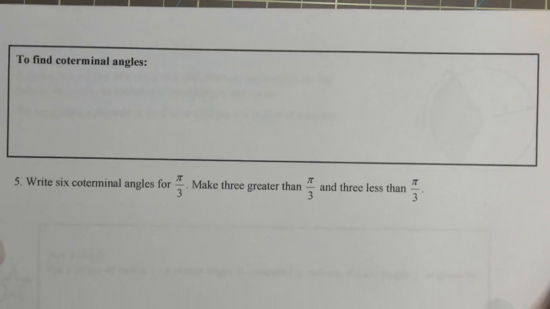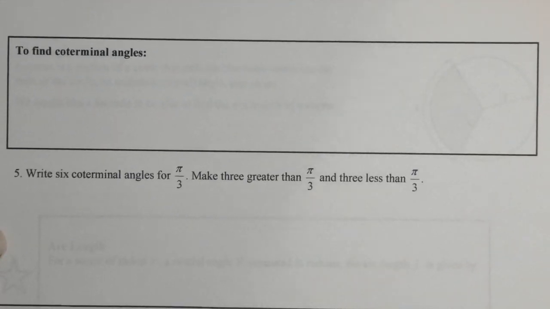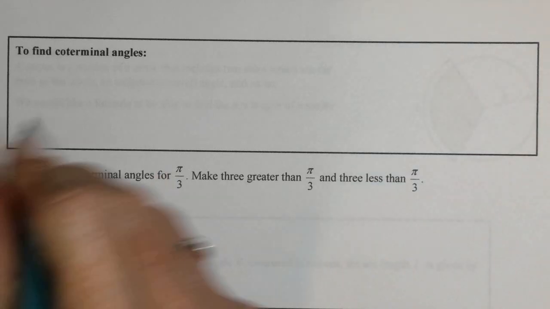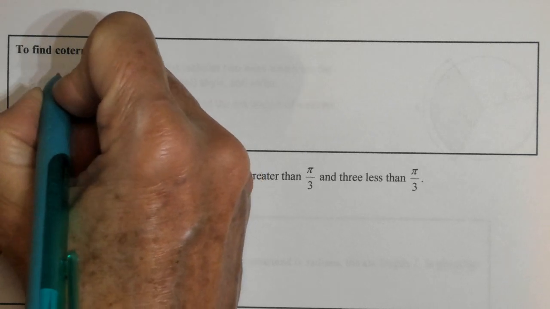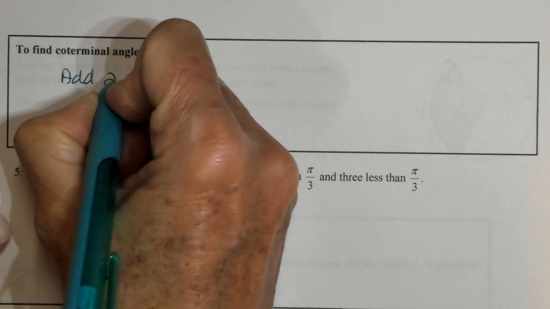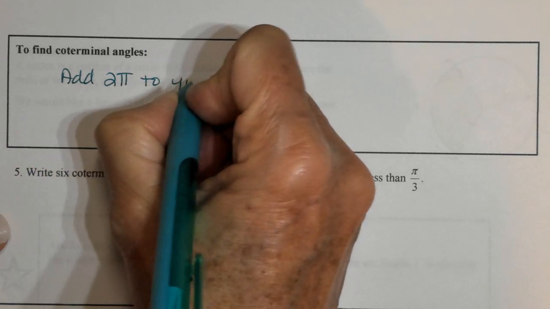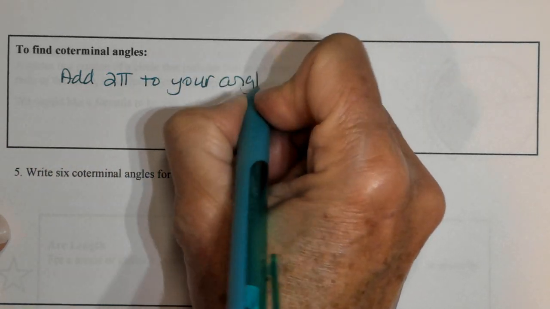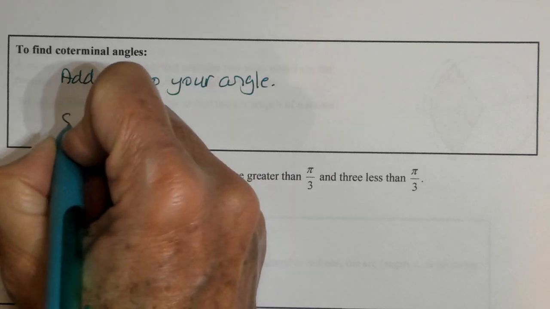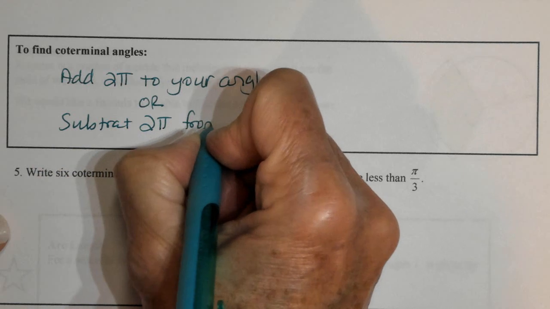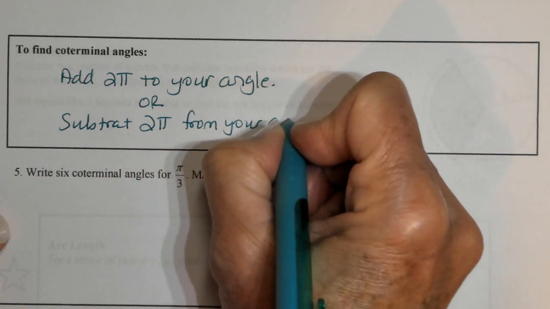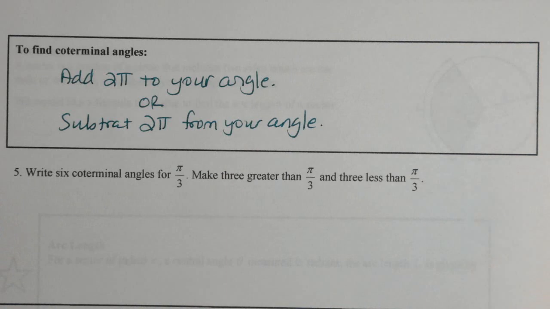Alrighty. So, to find coterminal angles, you take one of the angles. Usually you're given this angle. Take your angle and add 2 pi to your angle, or subtract 2 pi from your angle. That's how you get all of your coterminal angles, however many you like.